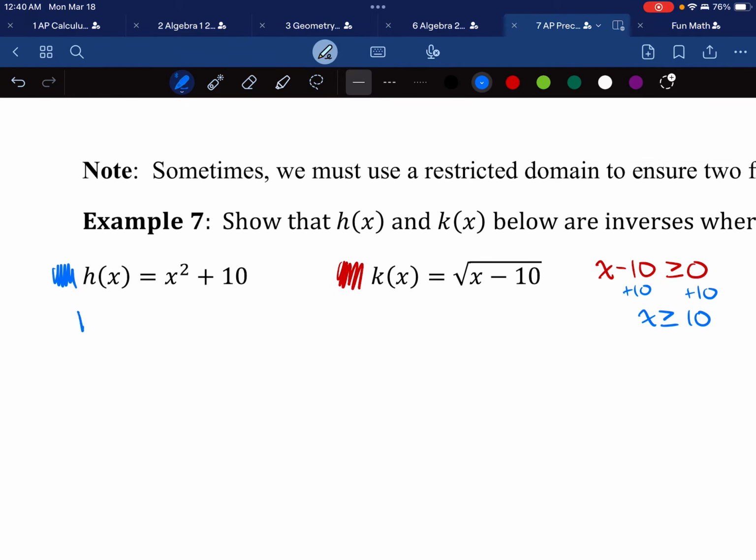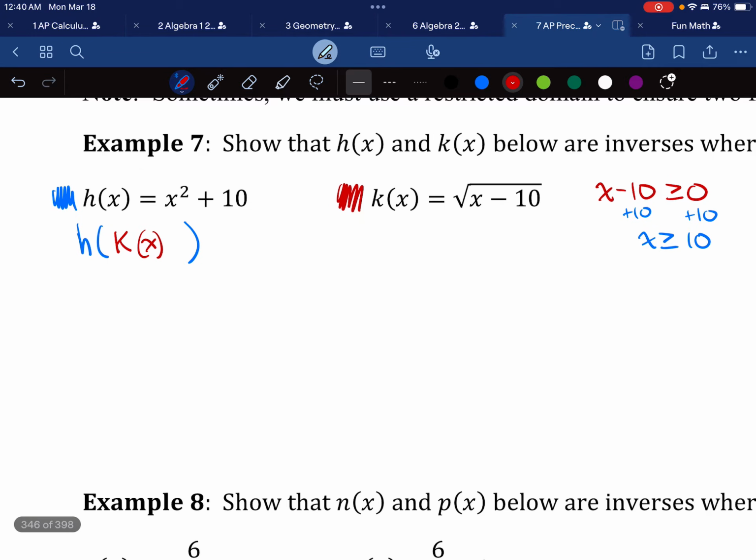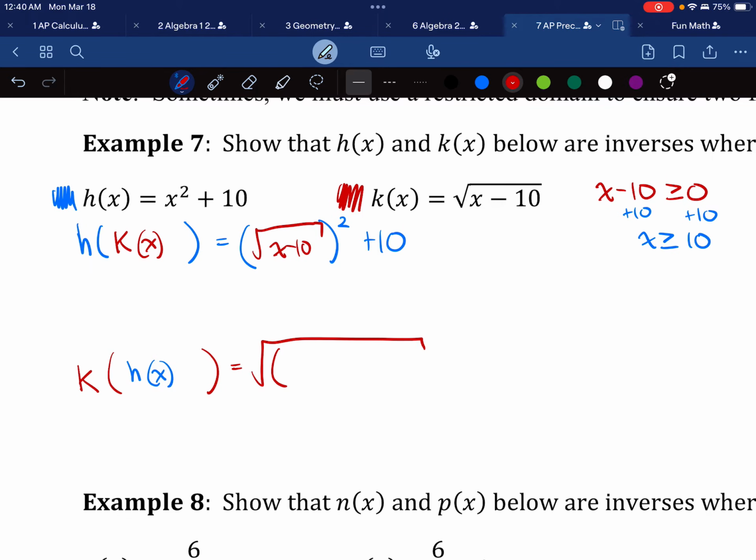So I want to do h of k of x, and then down here, I'm going to do k of h of x. We're going to watch what happens down there. All right, so first function is my h of x function, which is x squared plus 10. Inside of that goes my square root of x minus 10. And then down here, I have k of x, which is the square root of x minus 10. Inside of the x goes an x squared plus 10.